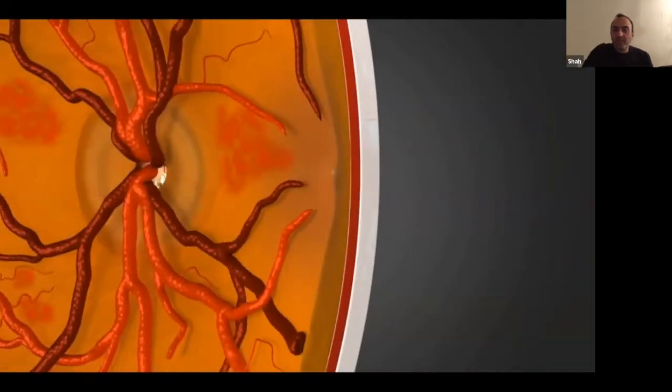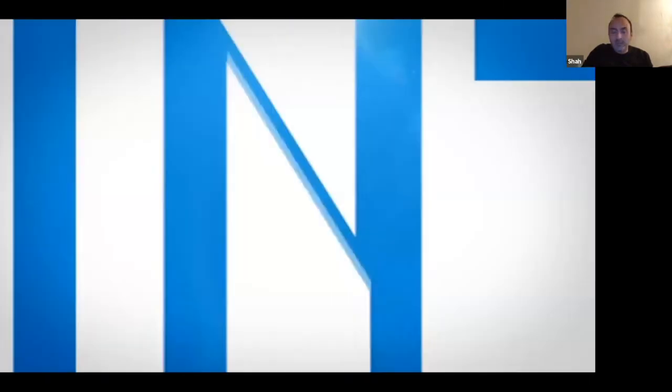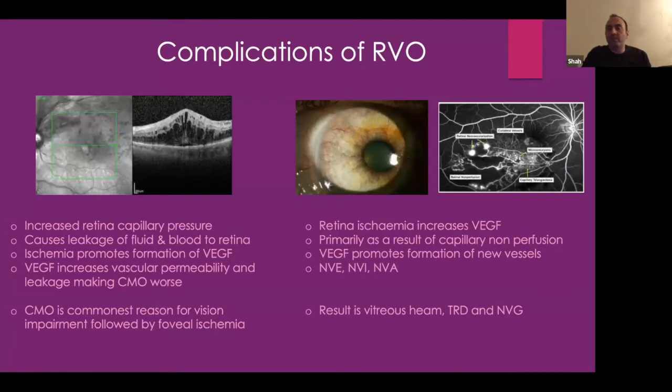Okay, so I hope you didn't think I was going to just leave you on and walk away. I think it's quite a nice, visual way of understanding what happens in a vein occlusion. And essentially, just to go back onto this, the major cause of vision loss is from macular edema, whether it's branch, central, or hemiretinal.